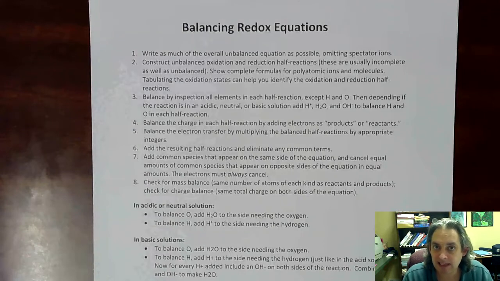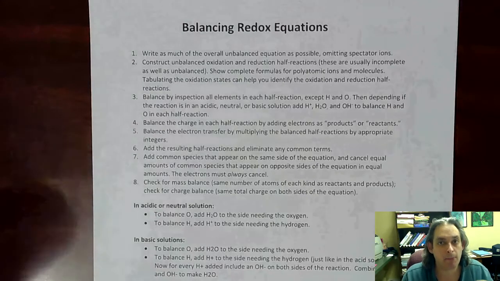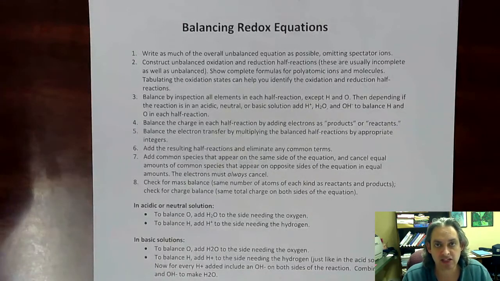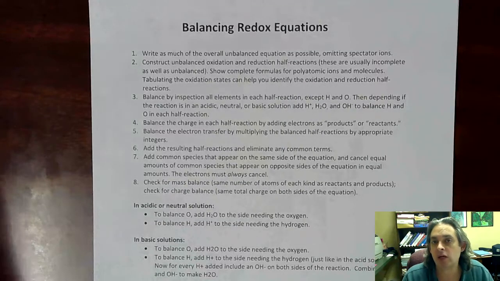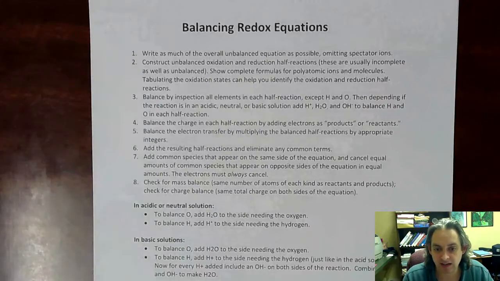So first balance out the oxygens by adding water to the side needing the oxygen. Then to balance out the hydrogens, we're going to add H+. Then for every H+ you have, you're going to add an OH- on both sides of the equation, to the reactant side and the product side. What happens is that the H+ and the OH- will combine to make water, and you end up with OH- on the other side. And that is how you balance out the oxygens and hydrogen.